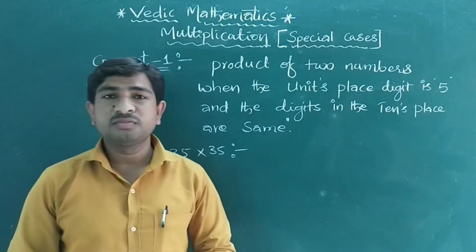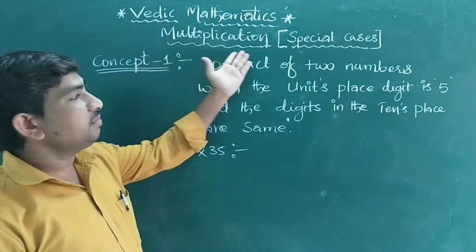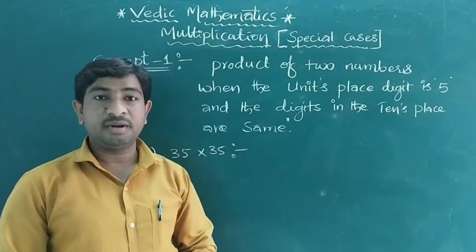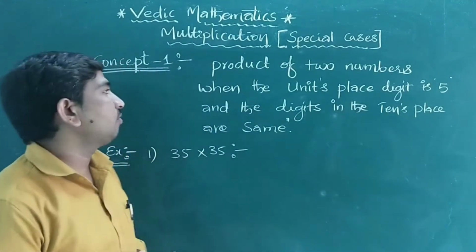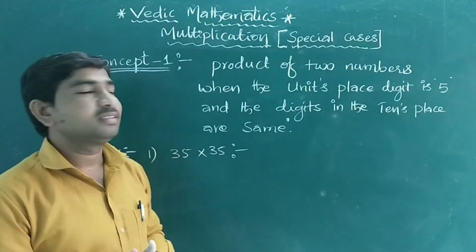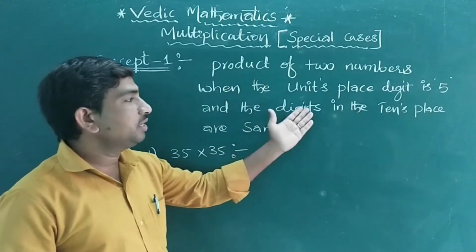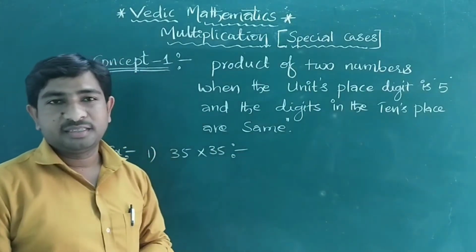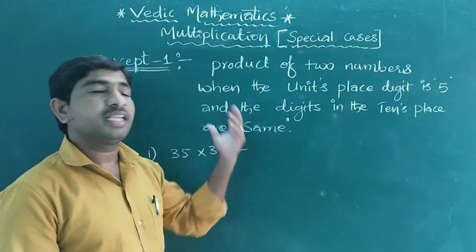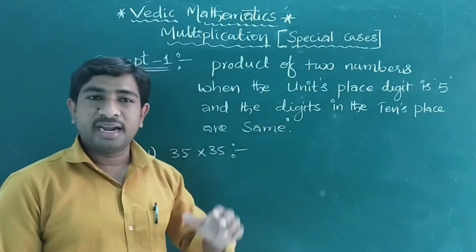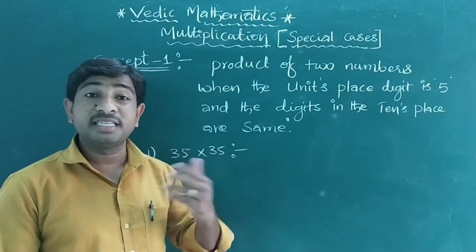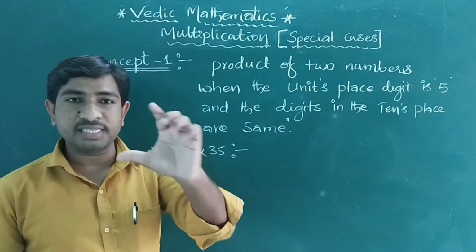Okay, now we will see multiplication in special cases. What is the first concept? The product of two numbers where the units place digit is 5 and the remaining tens or hundreds place digits are the same. This is the first condition.